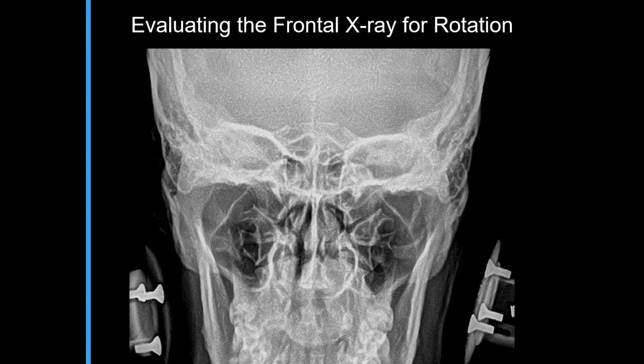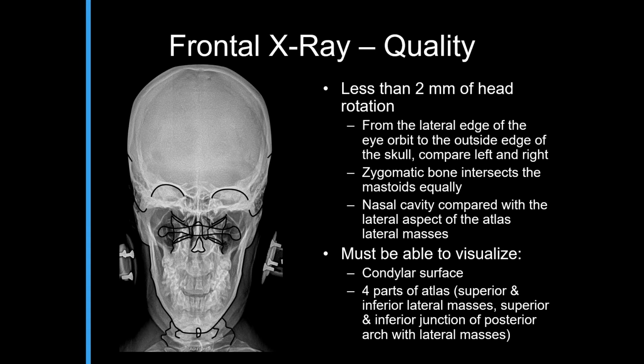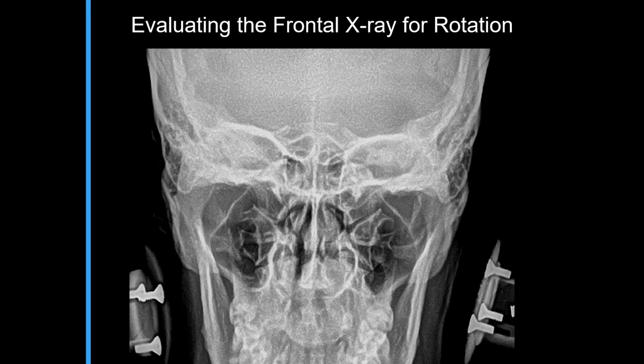I'm gonna zoom into this next one just to show you, but I'll read this off first. The zygomatic bone will intersect with the mastoids equally, and then the nasal cavity compared with the lateral aspects of the atlas, lateral masses. We don't use that as much, but it is there. We don't like that one as much because you're losing a skull-to-skull reference point at that point. As far as the visualization, you need to be able to see the condylar surface and the 4 parts of the atlas that we look at when we measure the atlas.